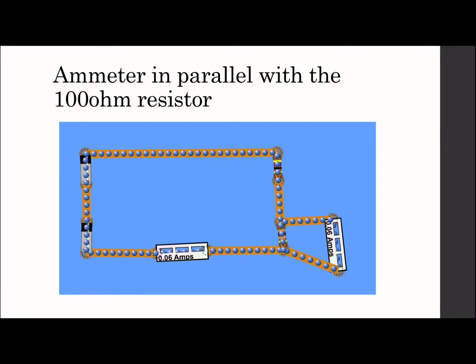However, if I put an ammeter in parallel with the 100 ohm resistor, the reading of the ammeter changes to 0.06 amperes. The ammeter has a really small resistance inside, so ideally it can just act like a wire, so when it's in parallel with the resistor, the current just goes through the ammeter instead of the resistor. So in this way, the ammeter reads 0.06, which is the value of 3 over 47.